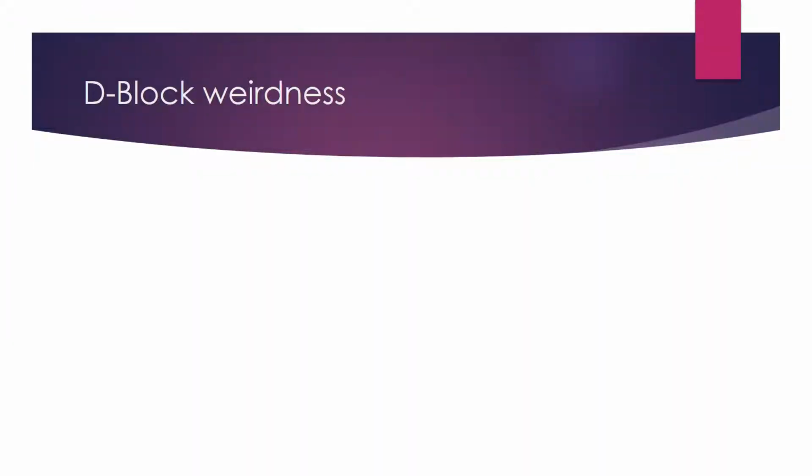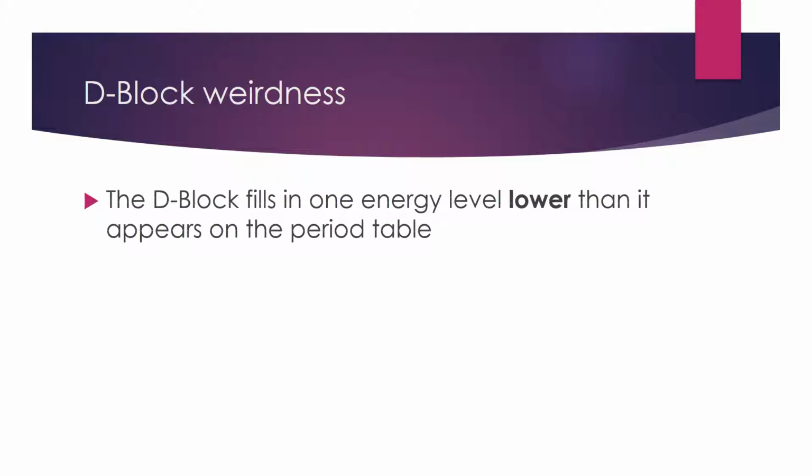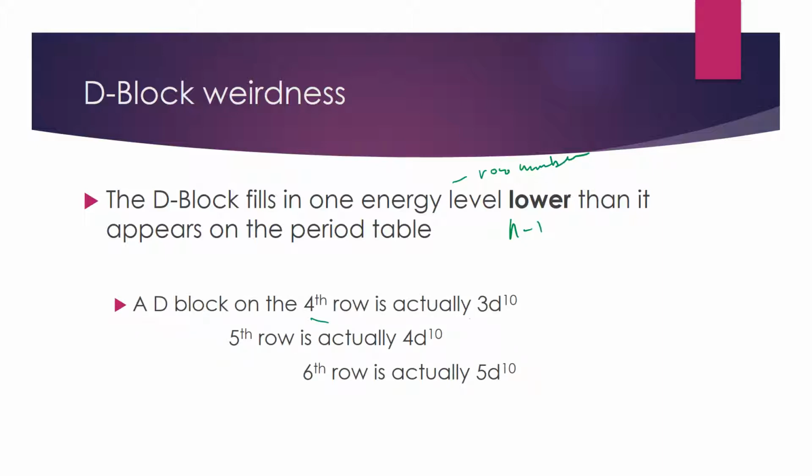Okay, so just a quick review for the D block. Remember, the D block fills one energy level lower, so that's the N minus 1. So it's whatever the energy level is, the same as the row number. Okay, so fourth row is 3D, fifth row is 4D, sixth row is 5D. I always want to say 5D.